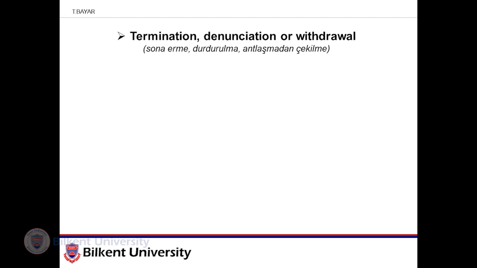Termination, denunciation, or withdrawal. On treaties, it's not so common actually, but there can be a deadline for the treaty. From 2023 on, this agreement will not be in effect anymore. Or the treaty can have a goal, like diminishing the carbon emissions, and if they fulfill this goal, then the treaty can be terminated. Or when suddenly the parties do not want to cooperate anymore in that issue area, then they can simply terminate the agreement with a common understanding.